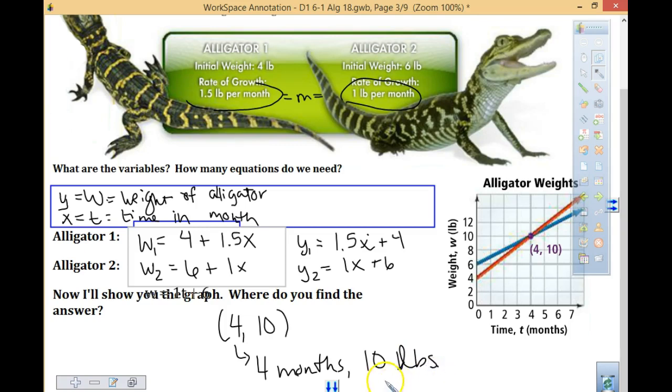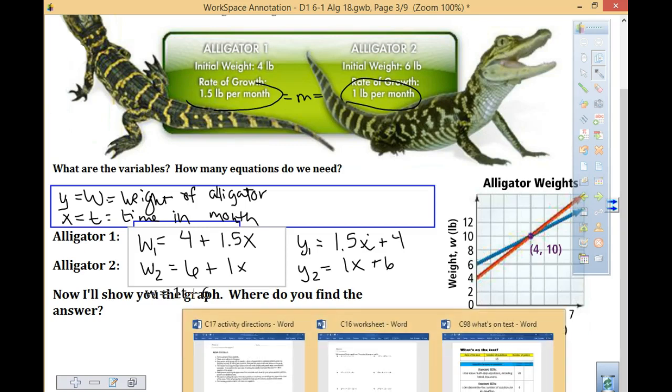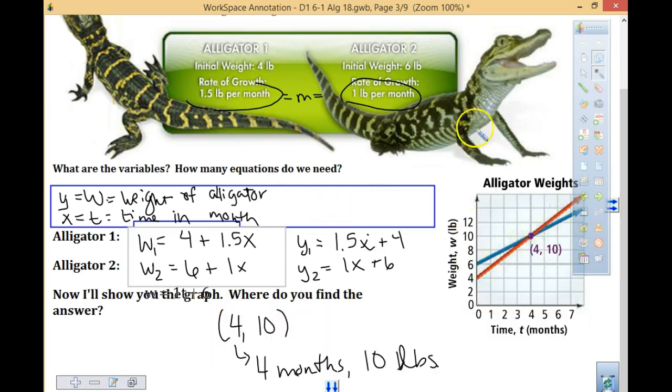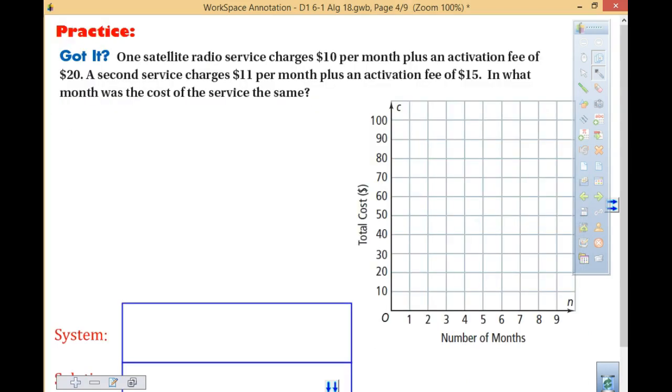Okay? So making sure that that makes sense to you. And if I plugged in 4 for my x here, 4 plus 6 gives me 10. 1.5 times 4 is going to give me 6. 6 plus 4 is 10 also. So it works for both. Okay? So if you look at a story situation.